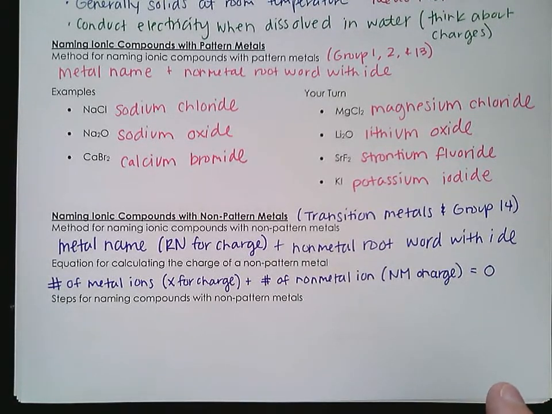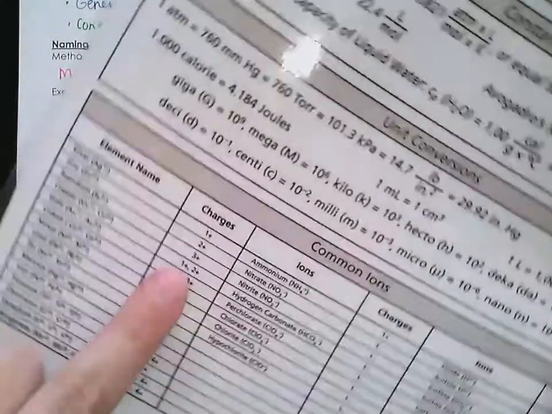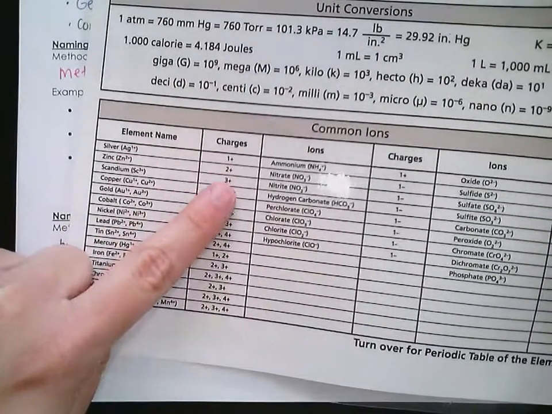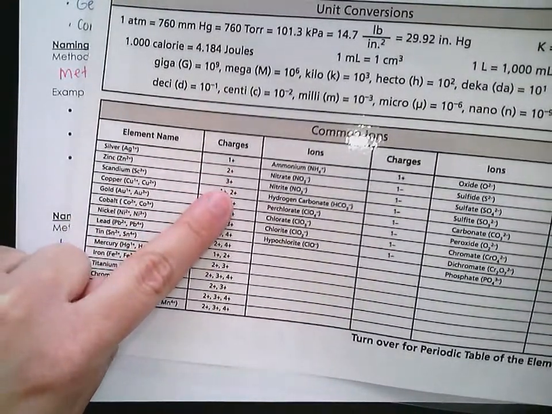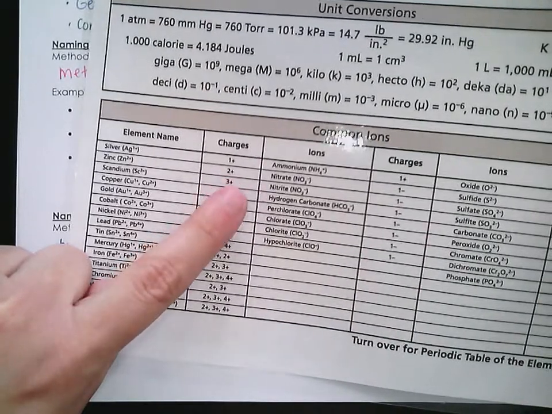Now there's some exceptions for this, and I didn't leave you a little spot. The exceptions for this, you can see part of them on the back of your periodic table. If there's only a single charge, then that's our one and only option. So we do not need a Roman numeral for those charges.